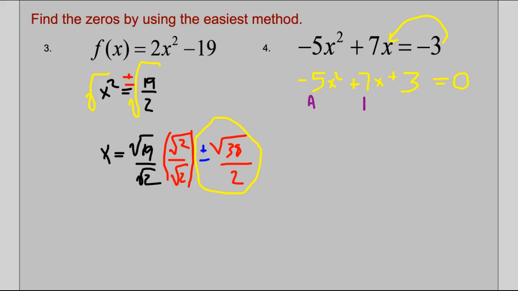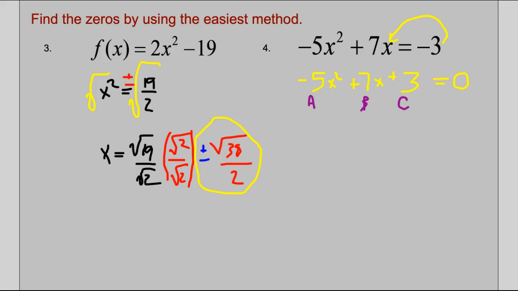My b is going to be 7. And my c is going to be 3. So I'm going to check that one for you. I'm not going to write it all out because it takes forever to write like this. But I'm going to do that one. I'll check it for you, and I'll put the answer down here in just a second.